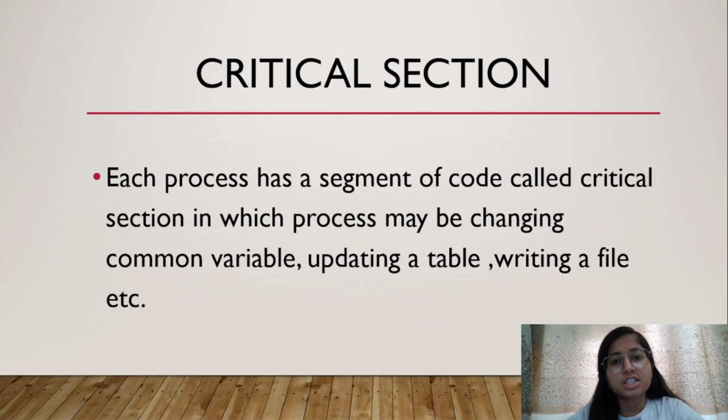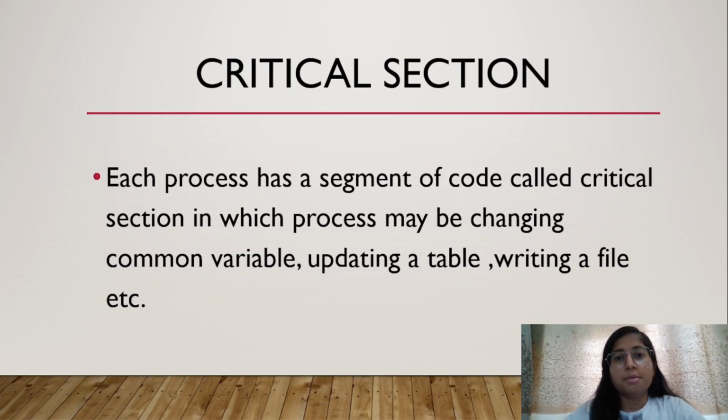A critical section is basically a segment of code of every process. That means each process has a segment of code. Segment of code basically means the instructions or the tasks which the process has to perform. So that code contains the task or the instruction which the process wants to do by informing the system that yes, these are the tasks and this I want to perform.